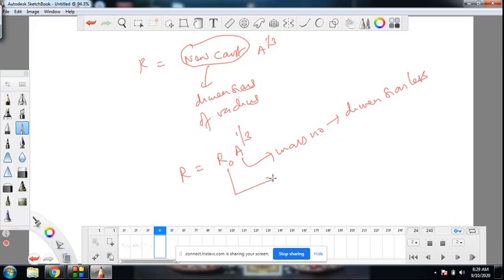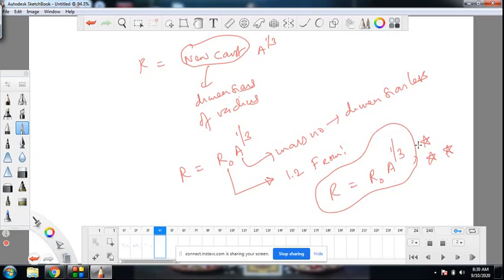This r naught has a value of roughly 1.2 Fermi. So the radius of any nucleus is given by r naught, whose value is roughly 1.2 Fermi, into mass number power 1 by 3. This is a very important idea.